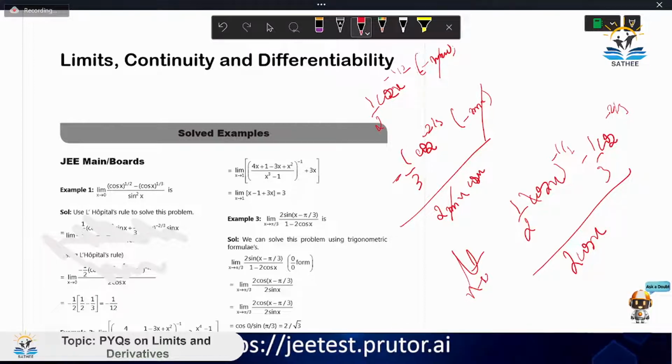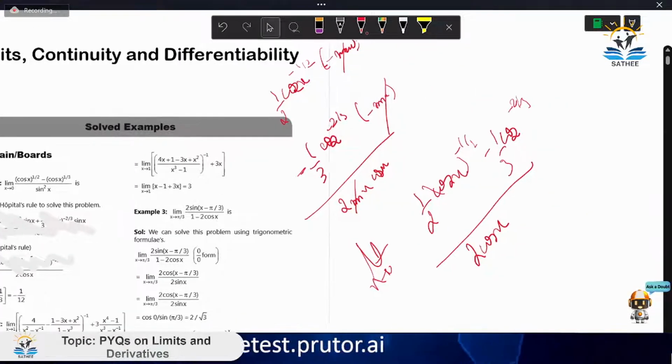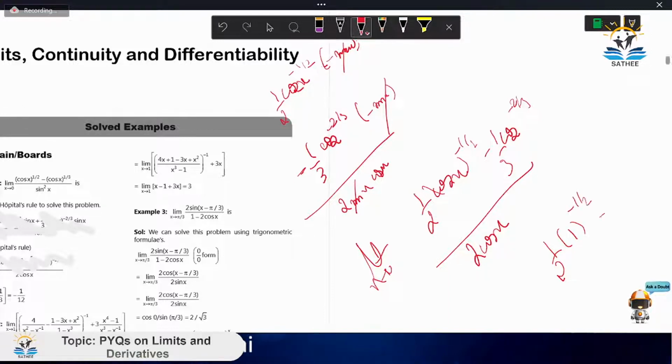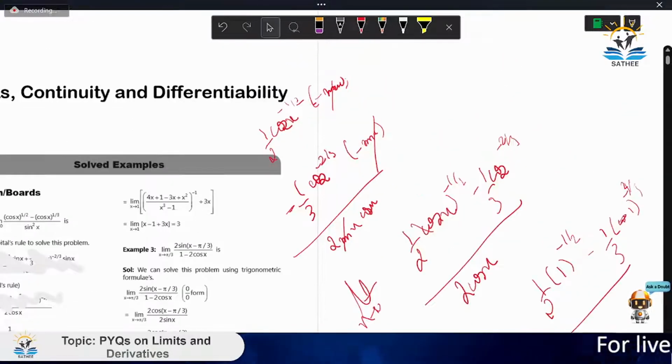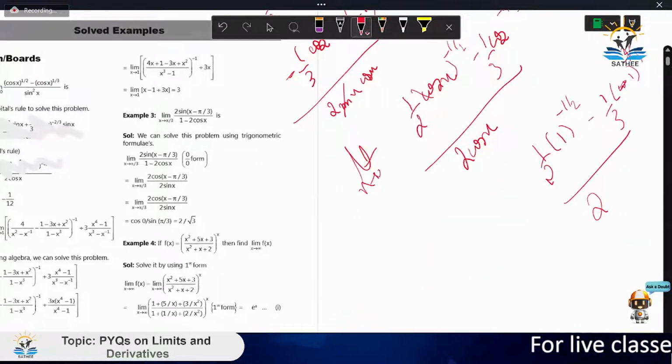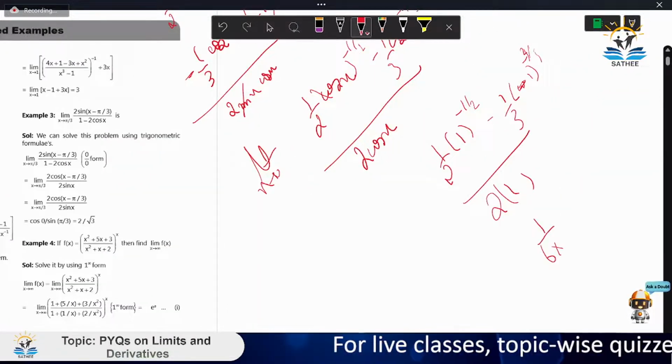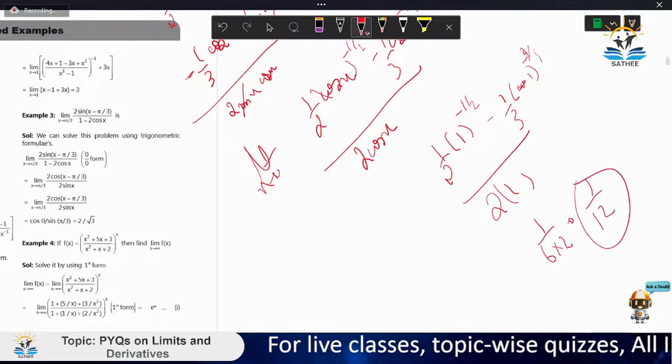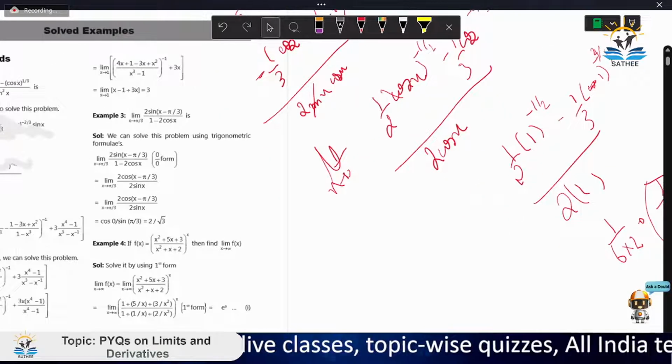So taking x to 0, we have half cos 0 is 1 to the power minus half, then 1 by 3 cos x again is 1 to the power minus 2 by 3, and then 2 cos x, so cos x again would give me 1. So this simply becomes 1 by 6 into 2, that is 1 by 12. This is my limit. Let us check the answer.